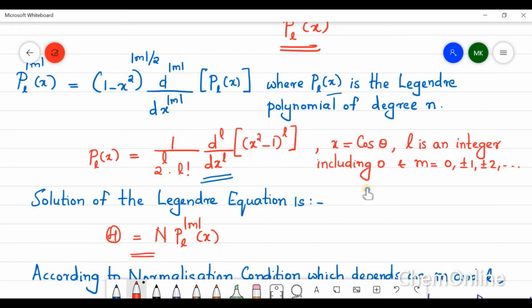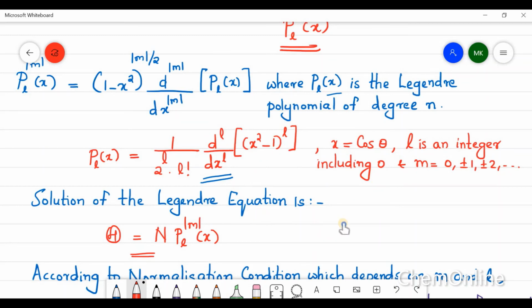Here x equals cos theta, and L is an integer including 0, and the value of m is 0, plus or minus 1, plus or minus 2, etc. So first we got the Legendre function and then the associated Legendre function, which is defined as PLM of x equals (1 minus x square) raised to m by 2 d raised to m by dx raised to m of PL of x, where PL of x is the Legendre polynomial. Its value is given by 1 by 2 raised to L L factorial, d raised to L by dx raised to L of (x square minus 1) the whole raised to L.